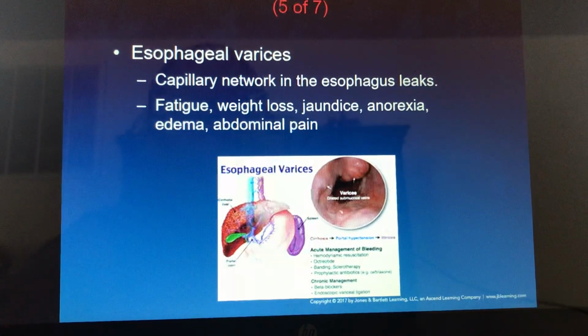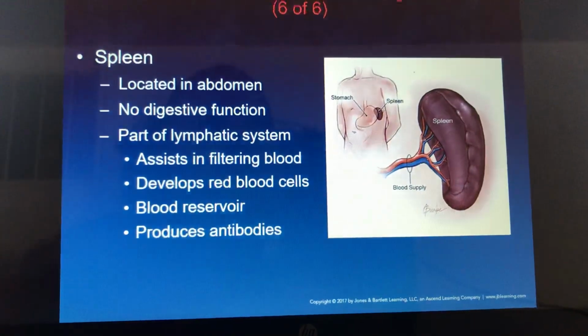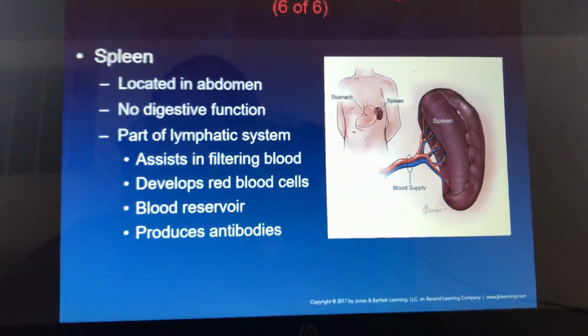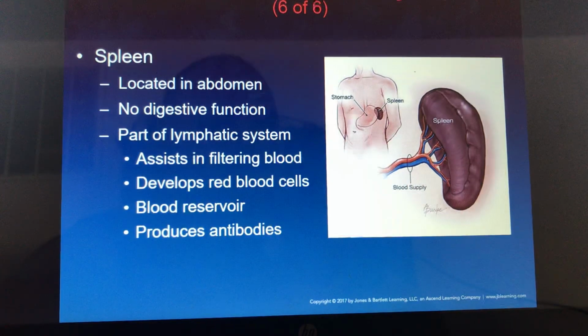And you'll probably, if they have this issue, they probably also have the hemorrhoids as well. The spleen. The spleen has no digestive function whatsoever. The spleen is more along the lines of a blood reserve. It will actually take blood and kind of hold it and keep it there. It helps filter out the blood, some of it, and it helps produce antibodies.